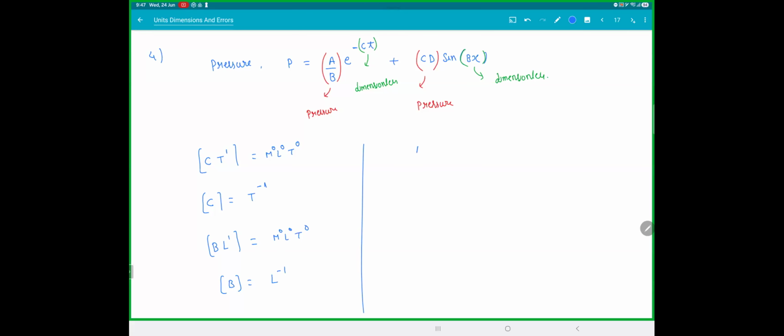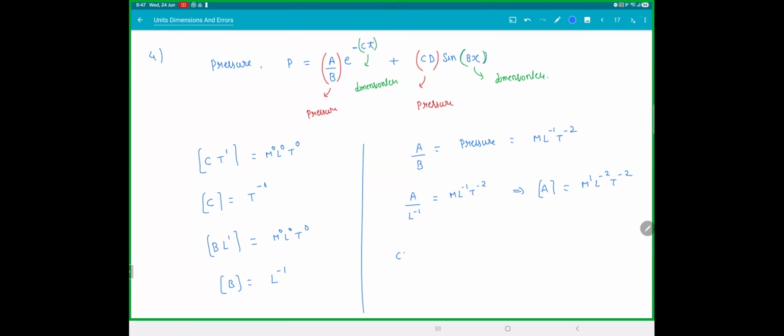So A by B is pressure. And pressure is nothing but force by area. So that is M L minus 1 T minus 2. And B's dimensions are L minus 1. Therefore A's dimension is M power 1, L power minus 2, T power minus 2. Making sense? So the main idea is to figure out that CT and BX are dimensionless. Once you got that, everything will fall in place.